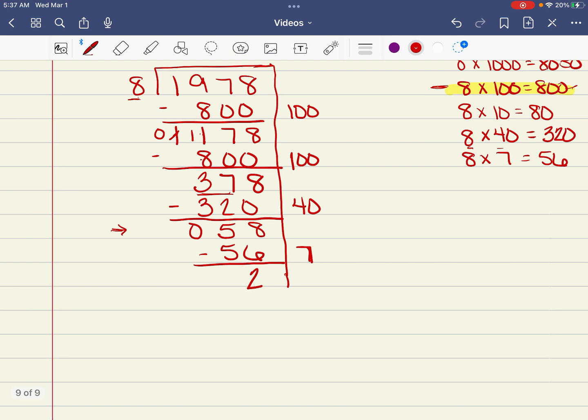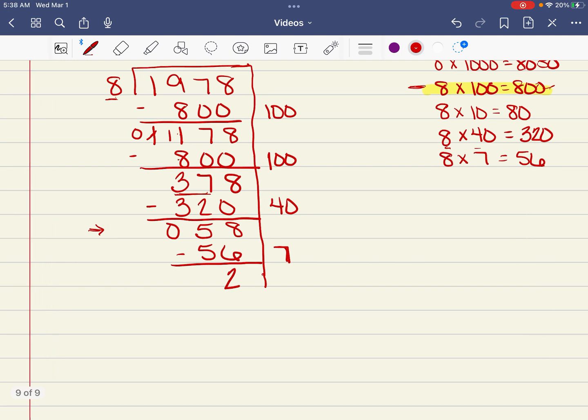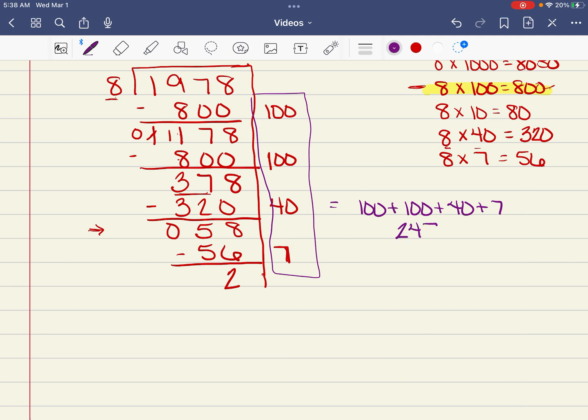Well, how do I get my answer? Well, in this particular problem, you actually have to add up all the groups that you pulled out. So in this one, I have 100 plus 100 plus 40 plus 7, right? So 247. And this one, I have a remainder of 2. So for now, I'm just going to put remainder of 2. Okay? And that's all you do.